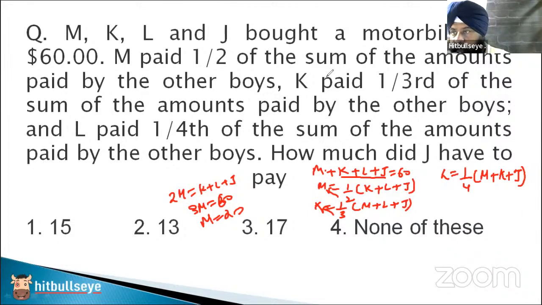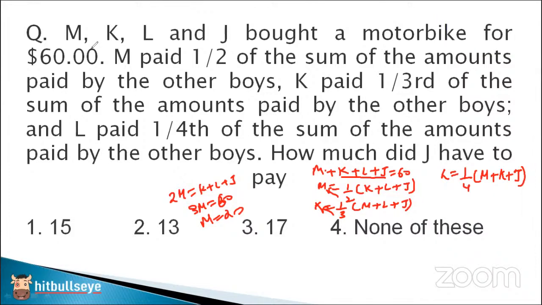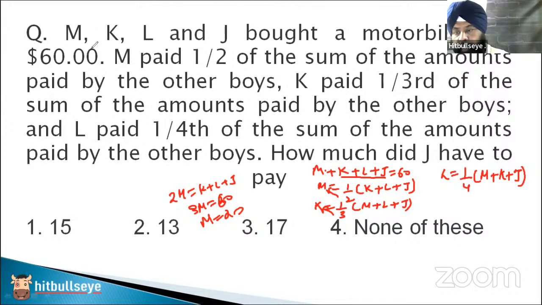Yes, any answer? Hurry up, 1 more minute. So can we take, let us say, the other boys, the rest of them, have paid X, and then we can go with 60 equal to X plus X by 2, X equal to 40 for M. Just like that, we can go for K, L, and J, taking X. But you cannot take all of them as X. They will be different because the amount will be different for each and every one. Sum of K, L, J will not be equal to sum of M, L, J.